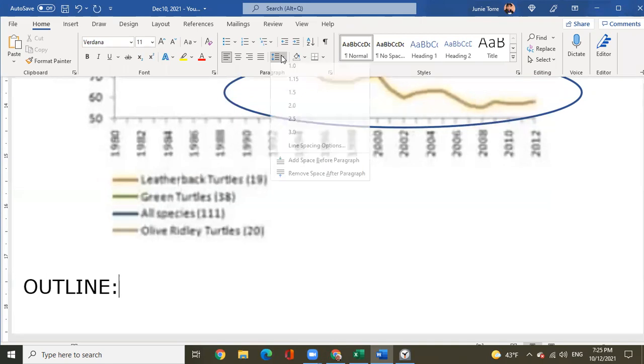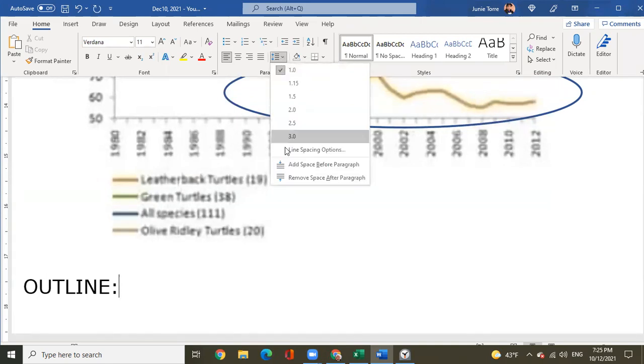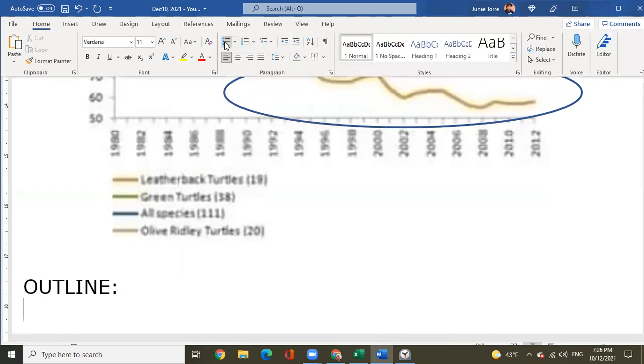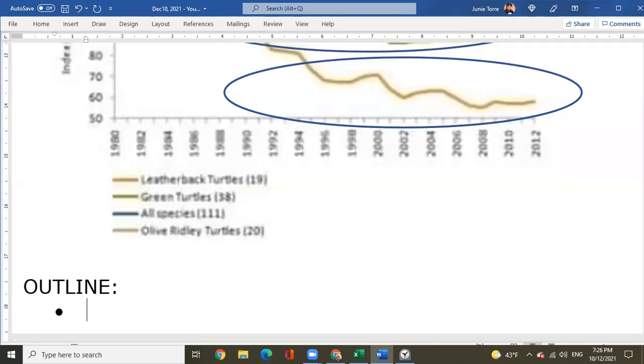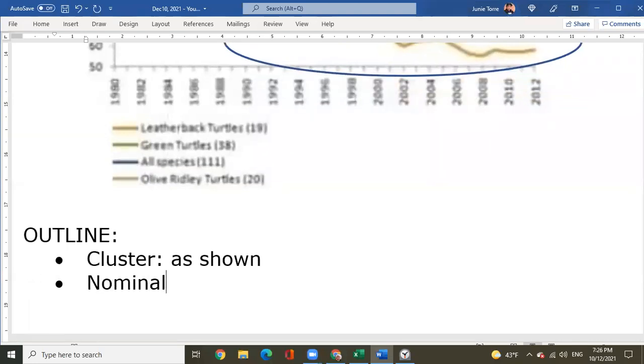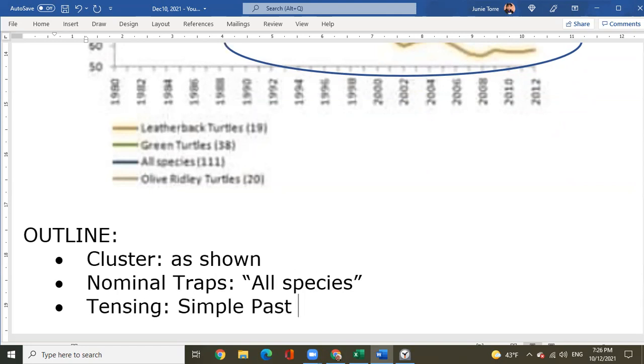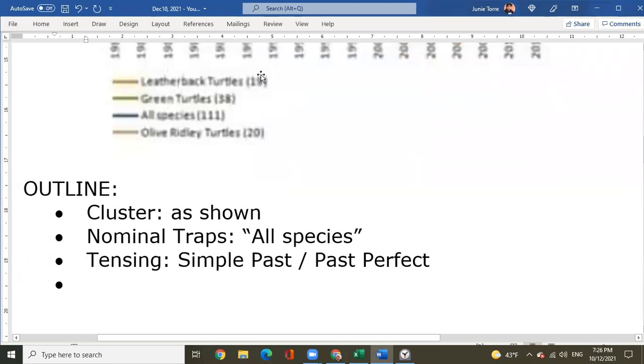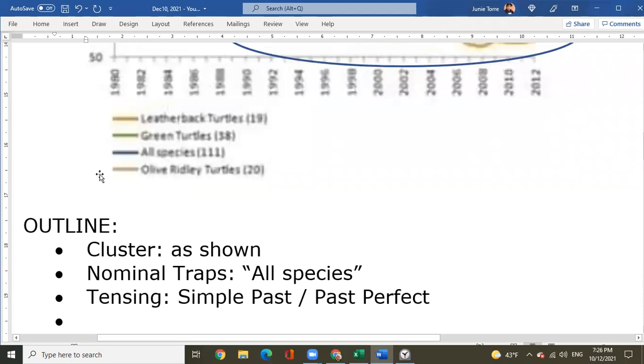Okay, let's fix the formatting there. The outline is composed of the cluster, as shown. And then nominal traps, all species there. And then tensing, we will use either the simple past or the past perfect tense. Remember, perfect tenses show actions or states over time. So it cannot be a point in time. It's movement over time.